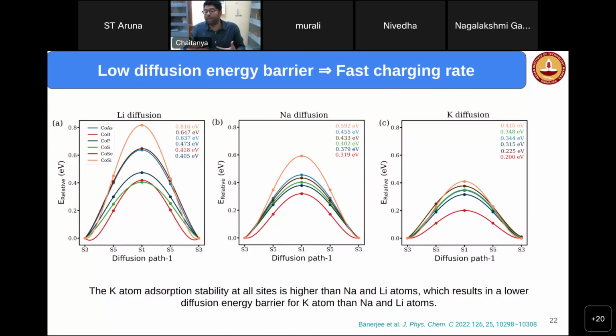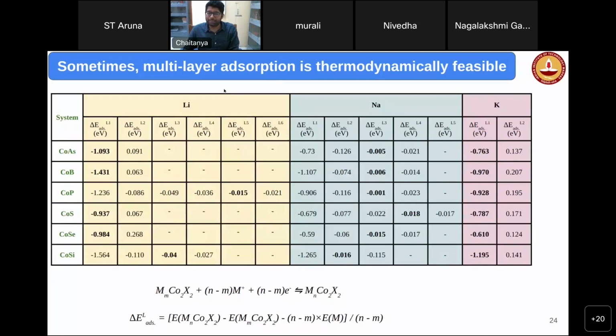So how many metal atoms can this particular material actually absorb? Until now we only worried about one particular metal atom. If you consider multi-layer absorption, it is also sometimes thermodynamically feasible. Here I have just given you the values, so don't worry about the lot of numbers that are there.